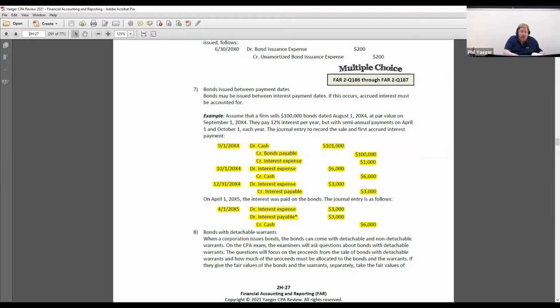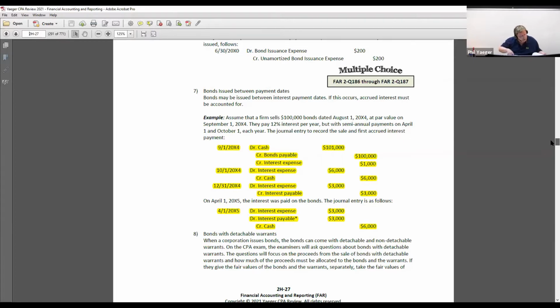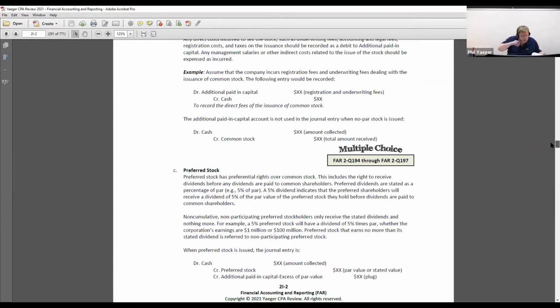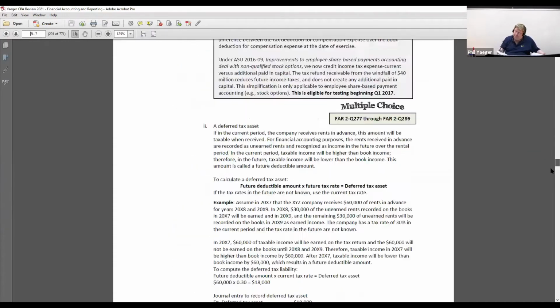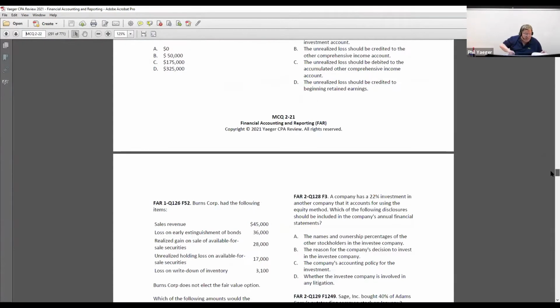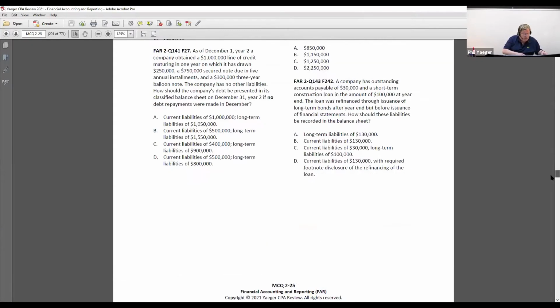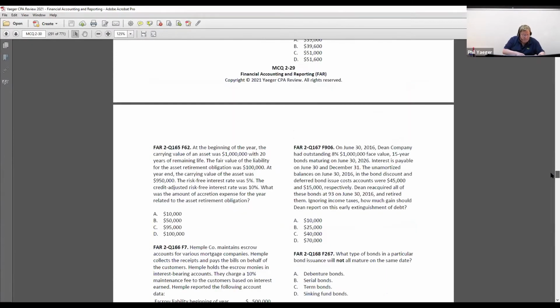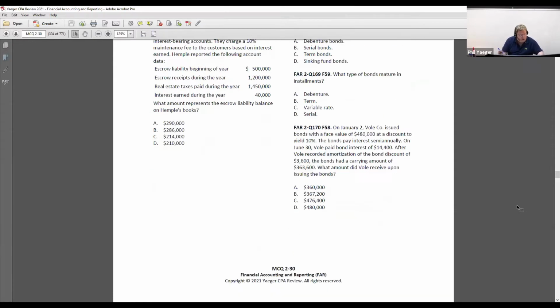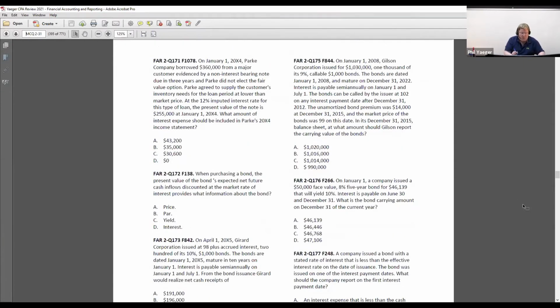Now the question is, I think it's 173. Let's go to 173. Why am I missing everything tonight? All right, default interest. Question 173 on page MCQ 231. Okay, let's look at FAR 2 Q173.